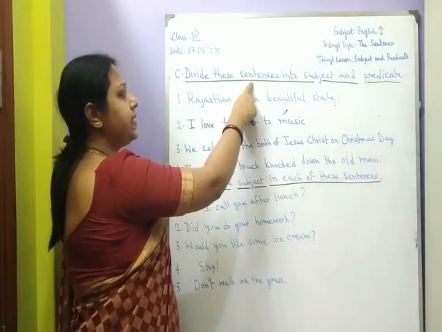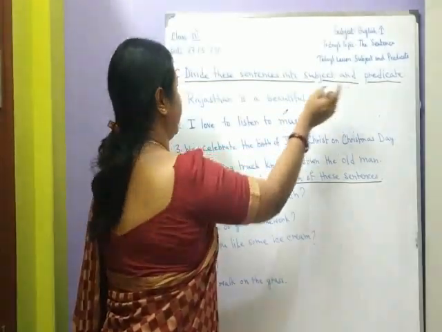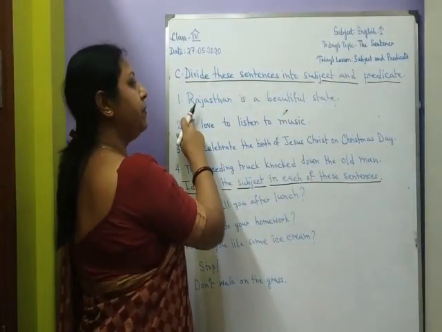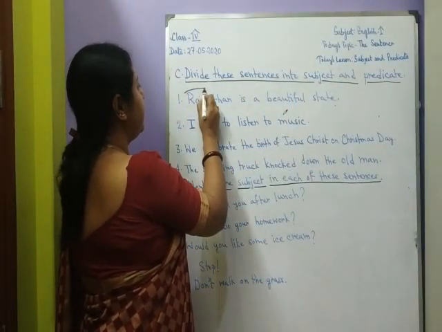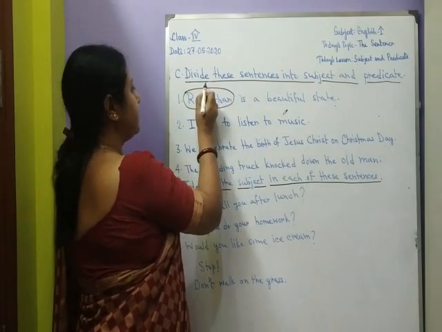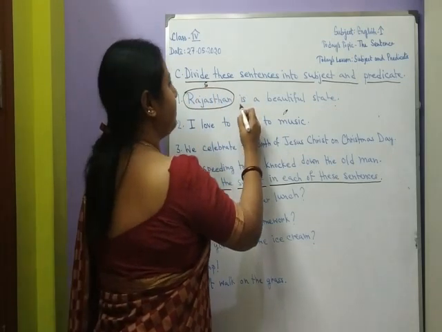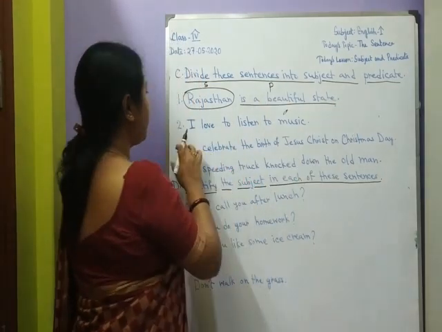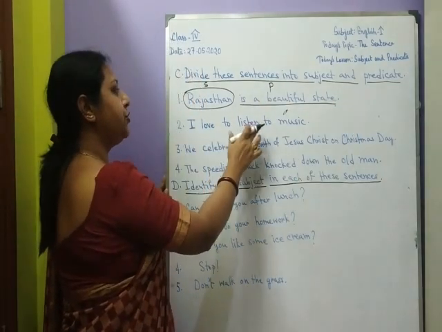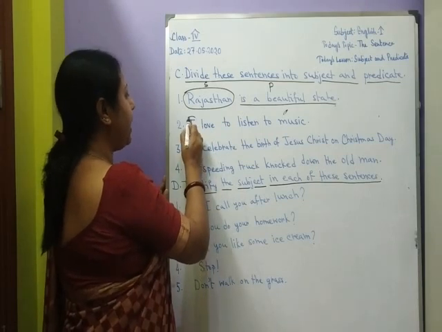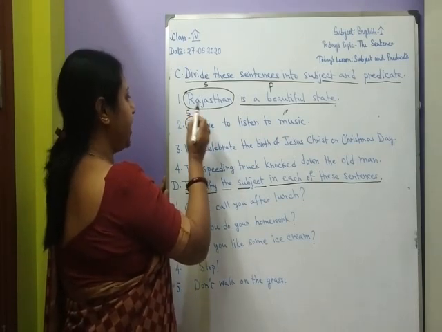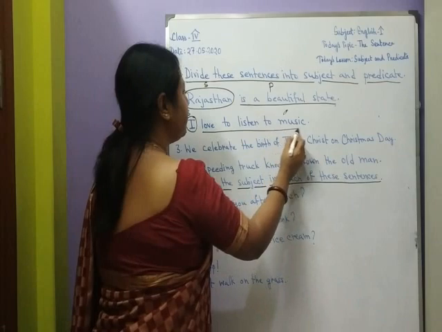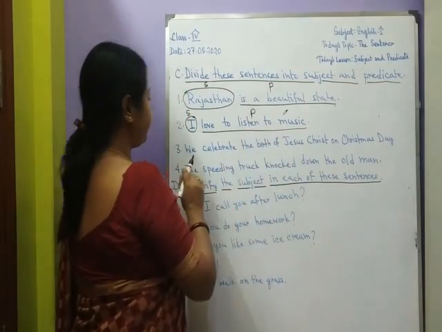Divide these sentences into subject and predicate. Rajasthan is a beautiful state. Here, Rajasthan is the subject, is a beautiful state, is the predicate. I love to listen to music. Here, I is the subject and love to listen to music is the predicate.